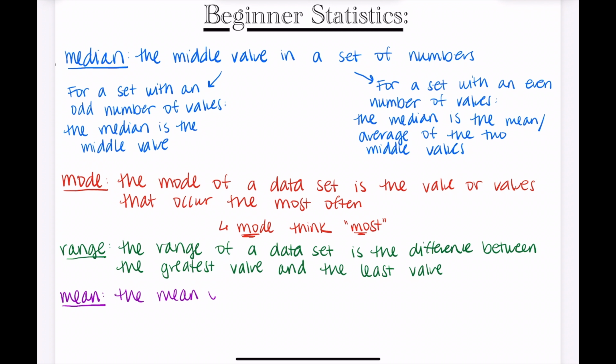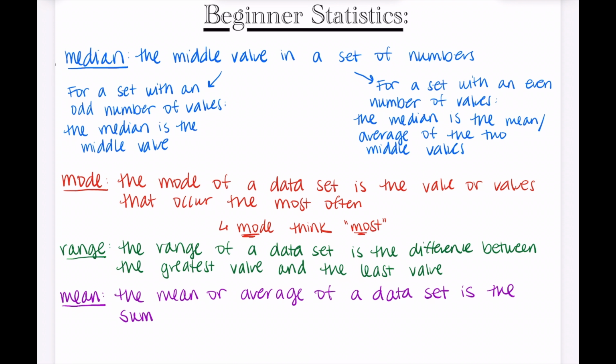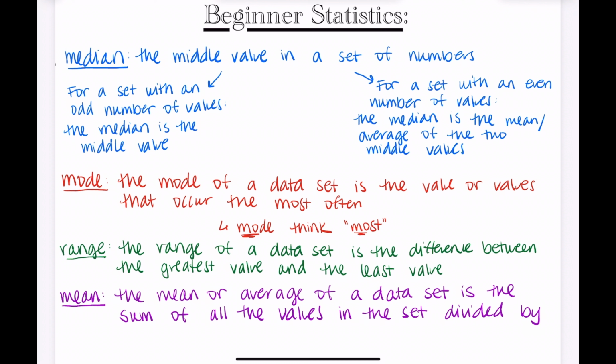Our fourth term here is the mean. So the mean is sometimes referred to as the average of a data set, but regardless, how we define it and how we would find it, we would find it by summing all of the values in the data set and then dividing by the total number of values. So you take all of your values, you add them together, and then you divide by the number of values. So I would highly encourage you guys to copy this down into your notebook. We have defined 4 of the most foundational terms in beginner statistics, so definitely copy this down into your notebook.